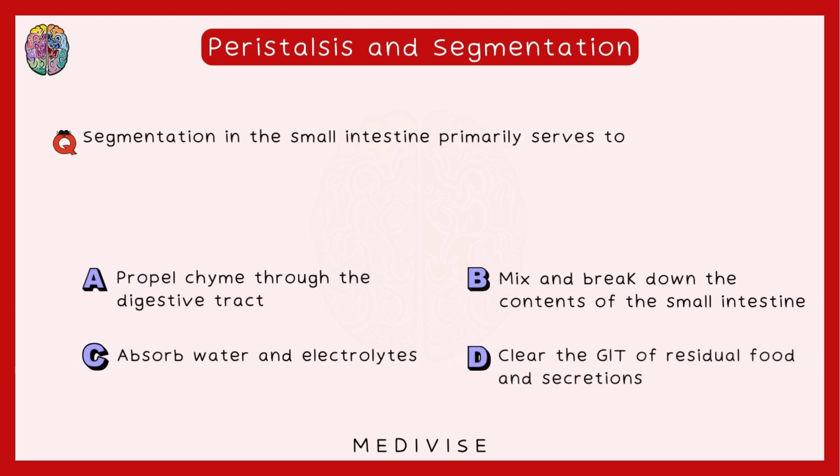Next question: segmentation in the small intestine primarily serves to, and again let us look at the options one by one. Propel the chyme through the digestive tract. No, this is the function of peristalsis. Mix and break down the contents of the small intestine. Yes, this is correct. Absorb water and electrolytes. No. Clear the GIT of residual food and secretions. No, this is also incorrect. This is a function of the migratory motor complex or MMC, which we will be looking at in the next video. So here the correct option is option B.